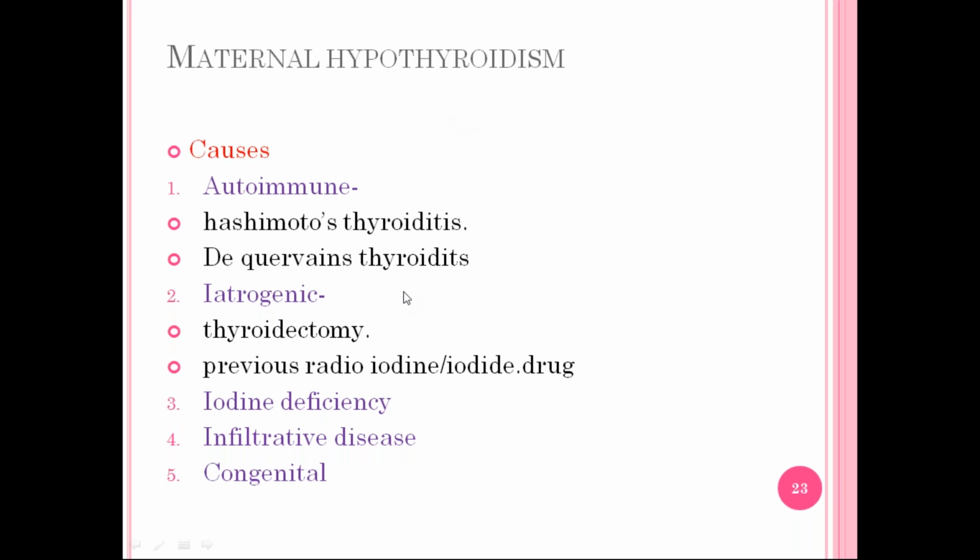So what are the causes of hypothyroidism? Hashimoto's thyroiditis, de Quervain's thyroiditis, iatrogenic causes when any surgery was done, any previous history of radioactive iodine, iodine deficiency in some endemic areas, any infiltrative diseases, and congenital hypothyroidism. These are the causes of maternal hypothyroidism.